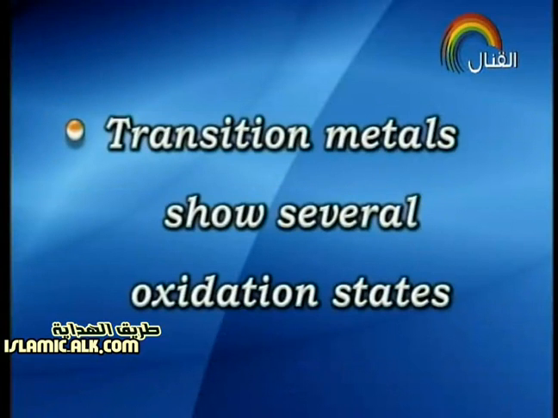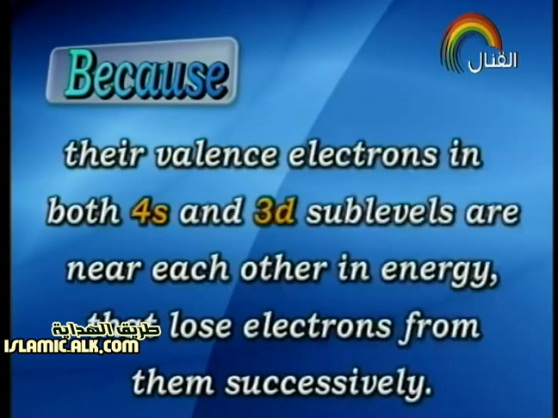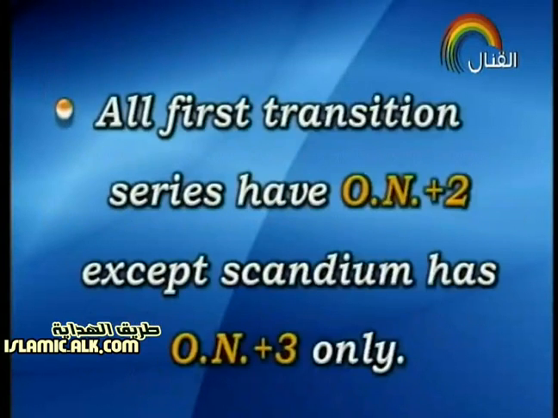The next point, transition metals show several oxidation states. The reason for that is because their valence electrons in the 4s and 3d sublevels are near to each other in energy, so they lose the electrons from them successively. Next point, all first transition series elements have oxidation number positive 2, except scandium, which has oxidation number positive 3 only.